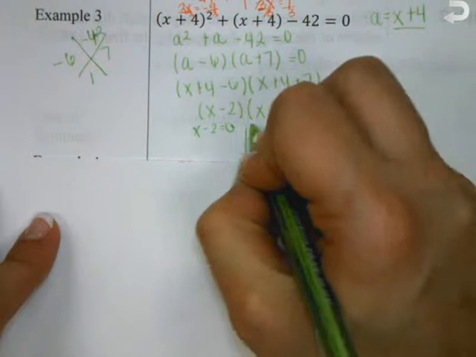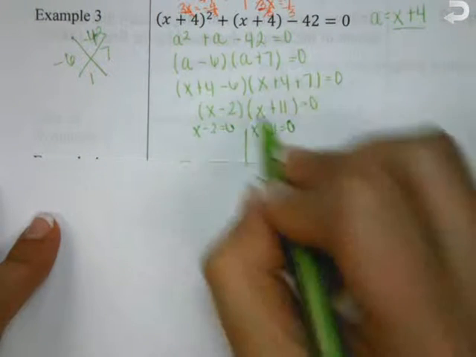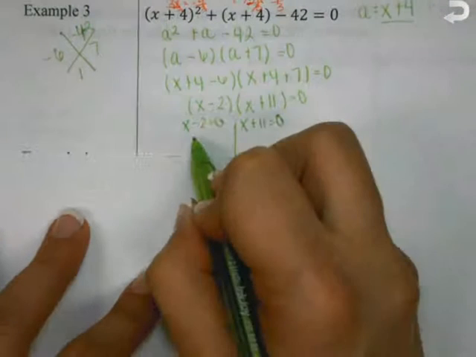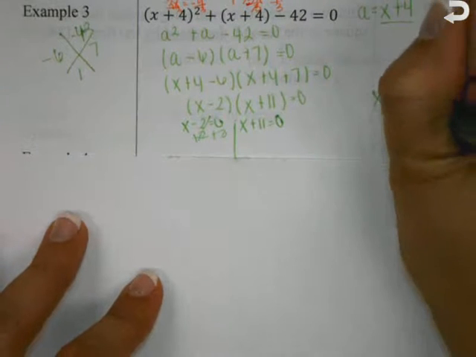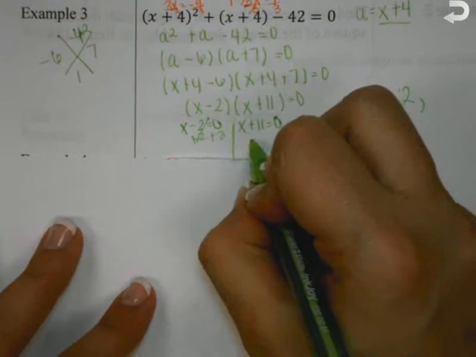On the left, I'm going to add 2 to both sides. So I get x equals +2. On the right, I subtract 11. So I get x equals -11.